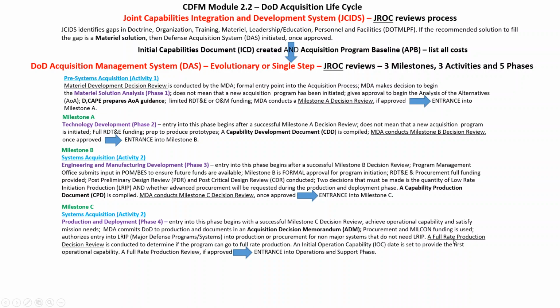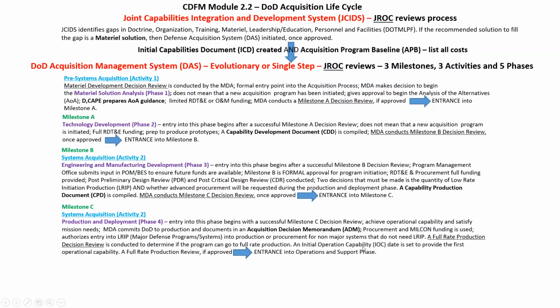A full rate production decision review. This is another review that must be conducted before we actually go to the total number. LRIP is the least amount we need to produce, and then full production. Before that's done, there's a full rate production decision review, and it determines if the program can go on to full production.